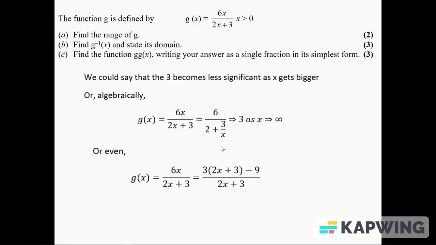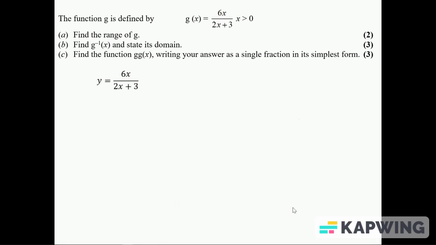You could even write it like this. That's 6x. I could write it as 3 lots of 2x. So if I write it as 3 lots of 2x plus 3 lots of the bottom line, take away 9, I can cancel these out. So I'll break it up into 2 fractions. I'll have 3 times 2x plus 3 over 2x plus 3, which is just 3, and then minus 9 over 2x plus 3. And this term gets closer and closer to 0 because the bottom line just gets bigger and bigger as x gets nearer and nearer to infinity.